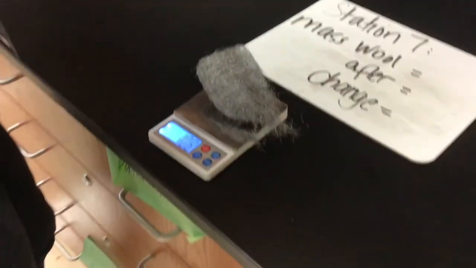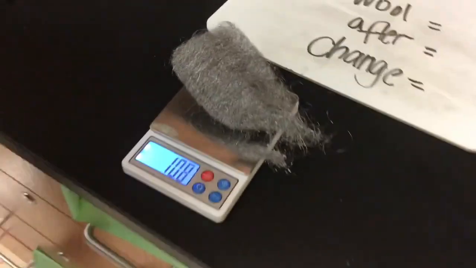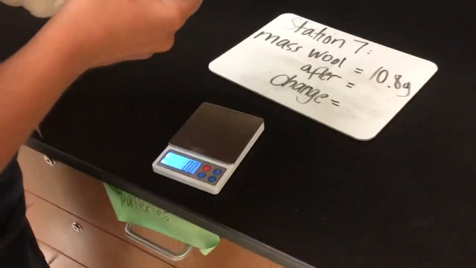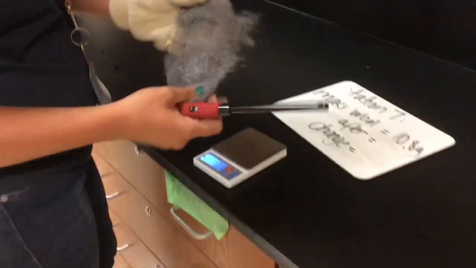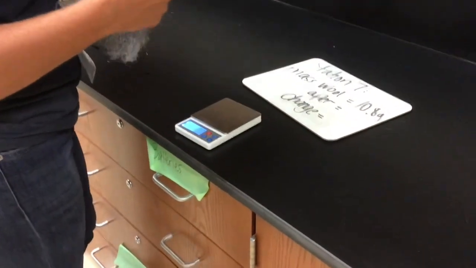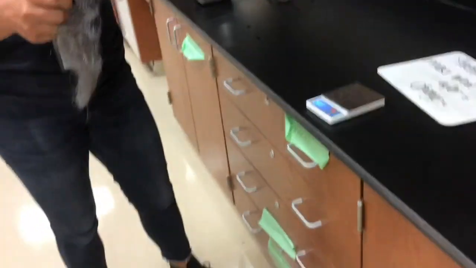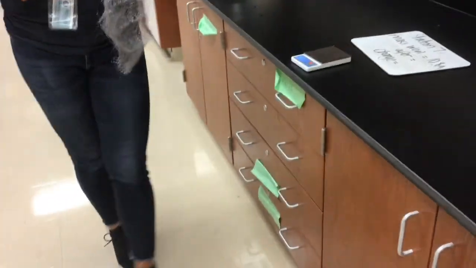Okay, so here we are at station number 7. The mass of the steel wool before we do anything is 10.8 grams. Okay, so now we're going to take the mass after Miss Baker lights the steel wool on fire. So we're going to make some observations after she lights it on fire, and then we're going to take the mass. So I'm going to turn the lights off so you can really see some action here.